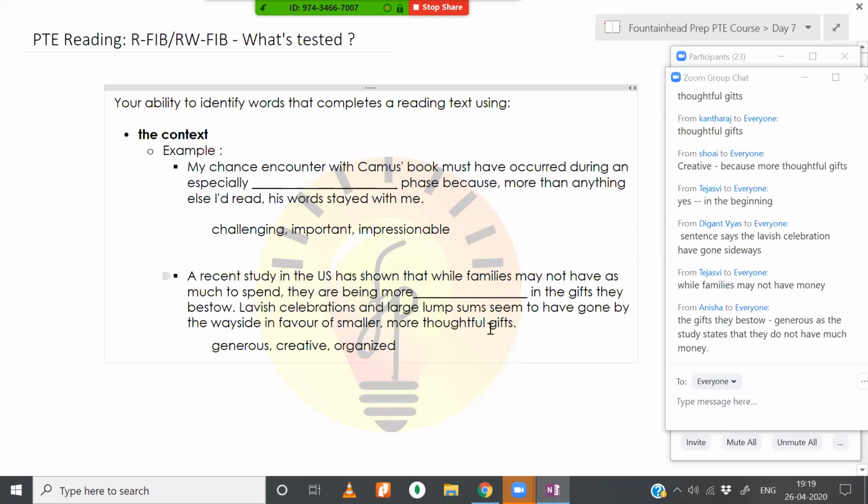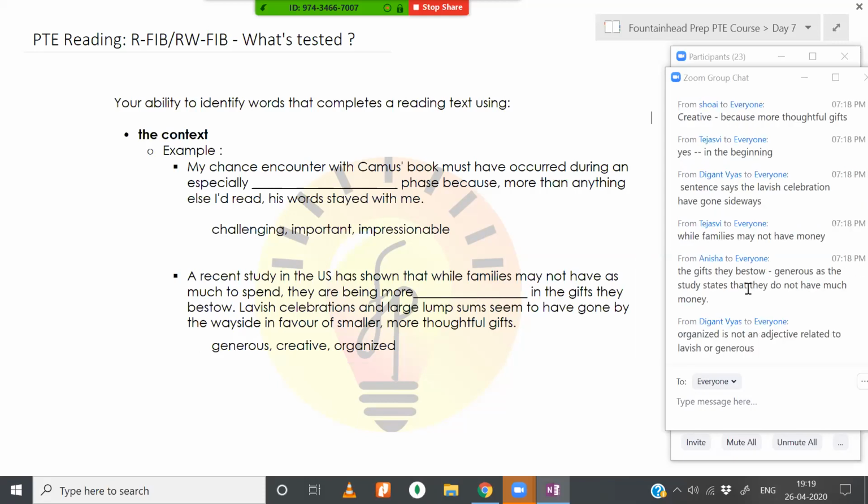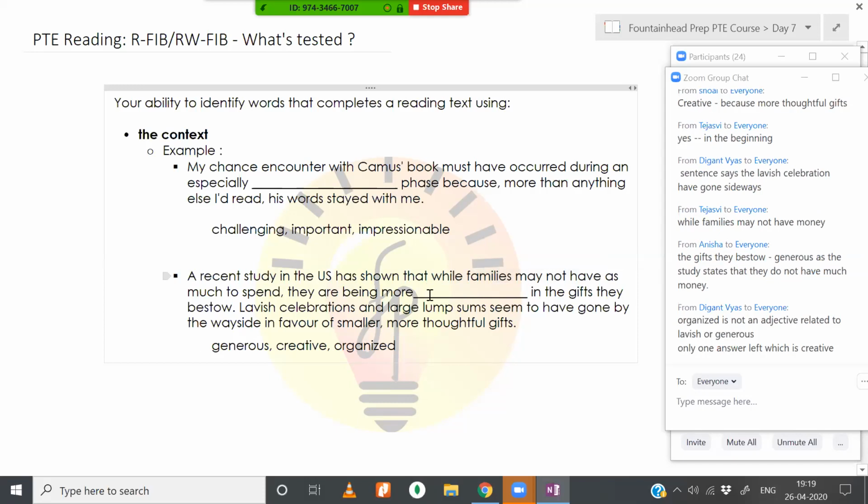Okay. So that is an assumption that you have taken, right? I mean, that is where exactly they have laid a trap. Because the sentence is constructed like "while families may not have as much to spend," you assume that, okay, they are being more generous in the gift.